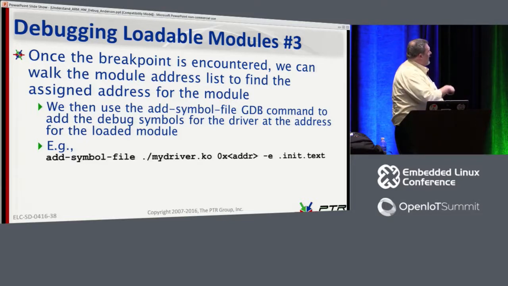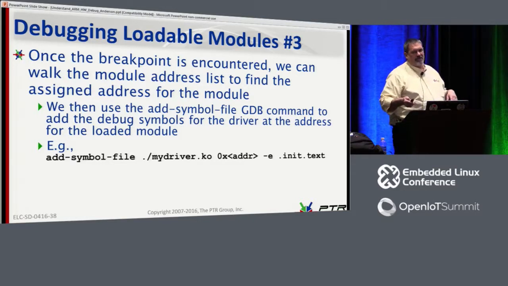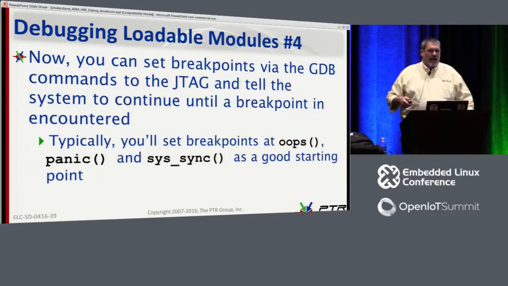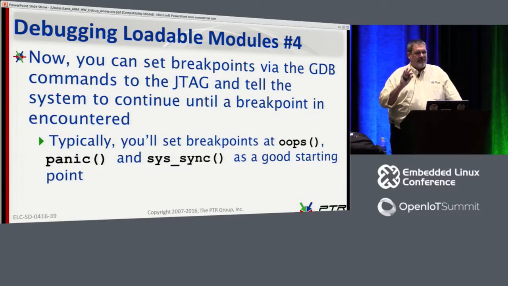So this will then allow me to come into the debugger. I will then have the symbol file from my driver in the debugger, and now I can set breakpoints and start working from there. I have 3 places that I normally set breakpoints anytime I'm trying to do kernel debugging. The first is I'm going to set a breakpoint at oops, I'm going to set a breakpoint at panic, and I'm going to set a breakpoint at sys_sync.